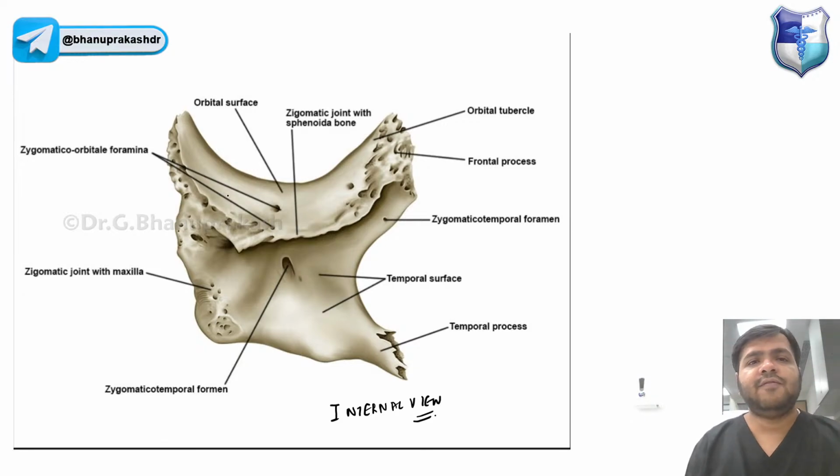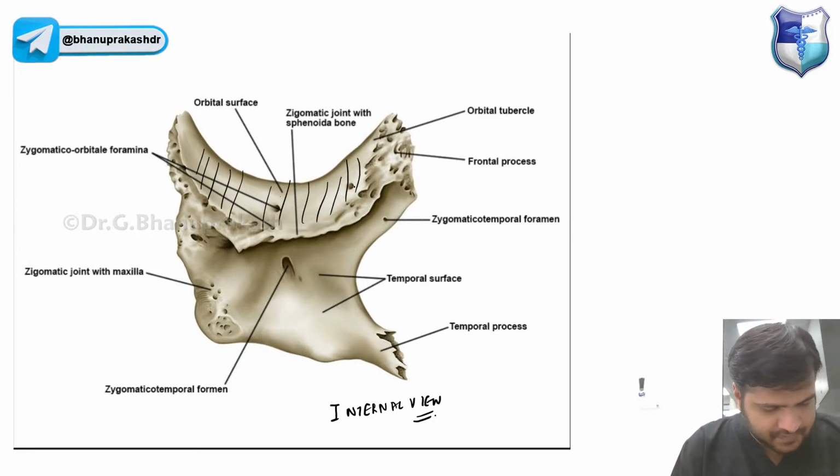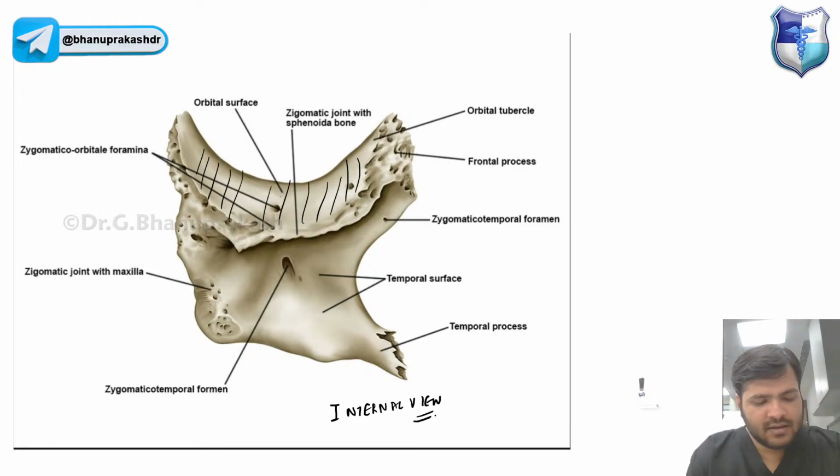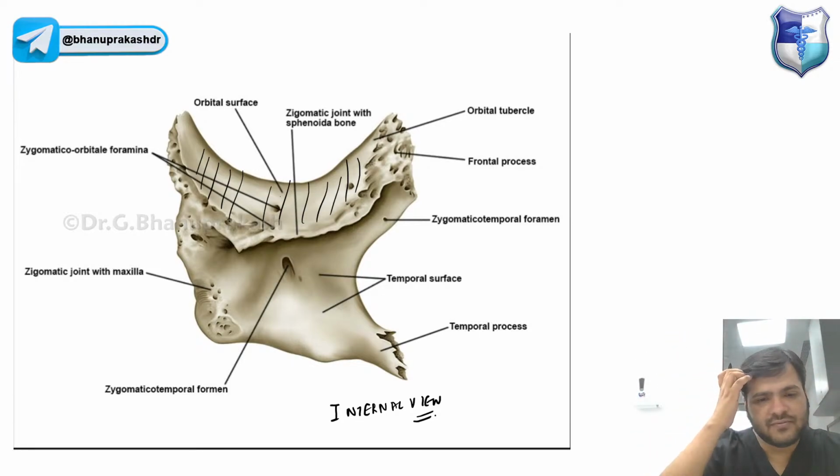Okay, if you can just see the orbital surface, guys, the one which is above, the one which is forming the orbit part, right? One is lateral, towards the outside, and one is towards the inside, the posterior part. The part forming the orbital wall above, that is the orbital surface. It is smooth, concave.